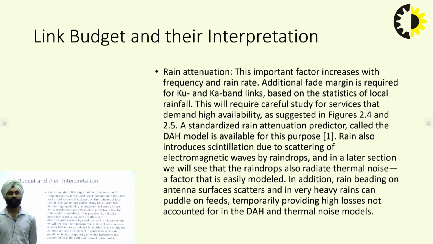Rain also introduces scintillation due to the scattering of electromagnetic waves by raindrops, and in a later section we will also see that these raindrops radiate thermal noise, a factor that is easily modeled. In addition, rain on the antenna surface scatters, and in very heavy rain it can puddle the feed, temporarily producing high losses not accounted for by the DAH or thermal noise models.